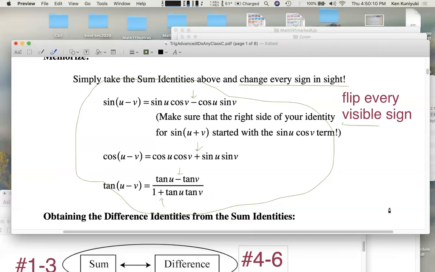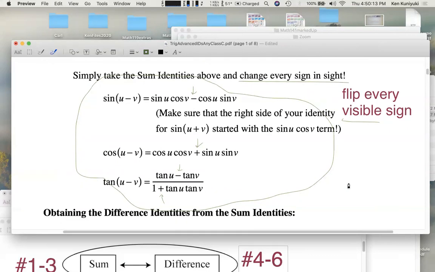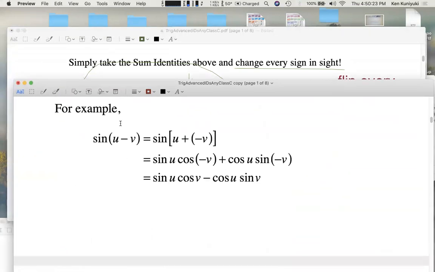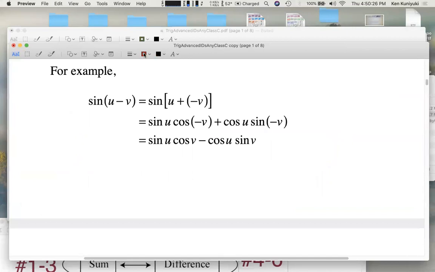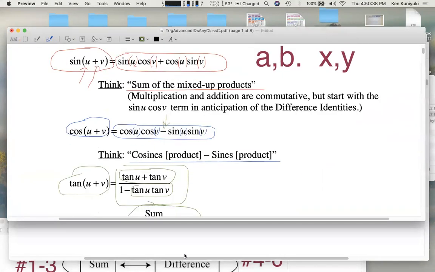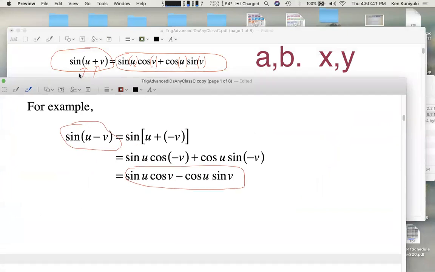So you flip every visible sign, every sign you see, plus or minus, even on the left-hand side. And why does this trick work? It almost seems like magic. It's magically convenient. Why does this trick work? So I can actually prove or derive these from the sum identities. So for example, why does the sine of u minus v equal this? All right, well, the sum identity for sine is in red up here. Sine of u plus v is the sum of the mixed up products with the plus sign in the middle.